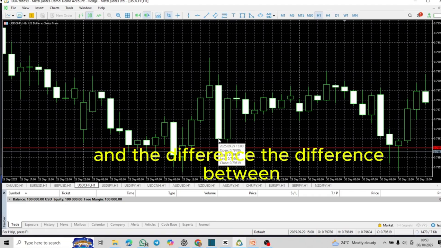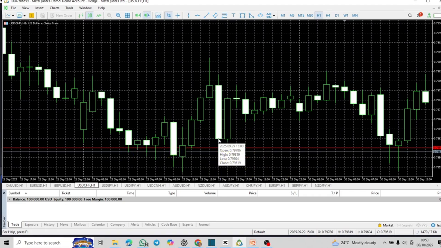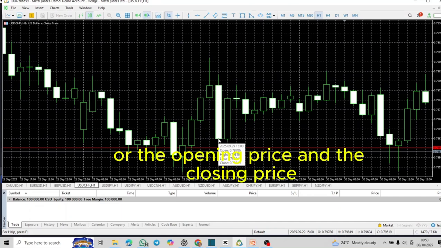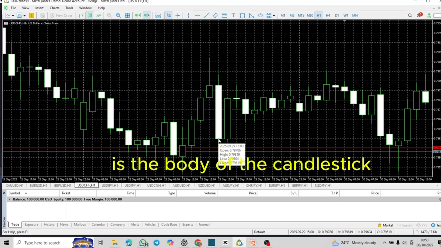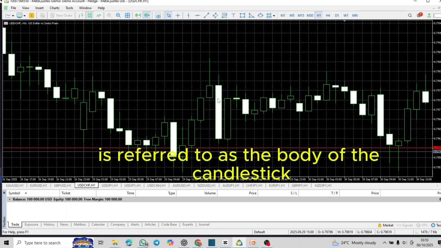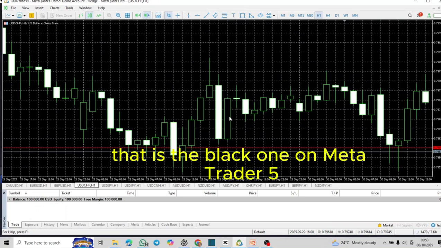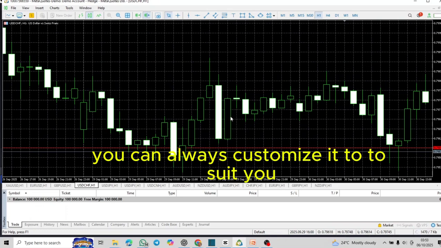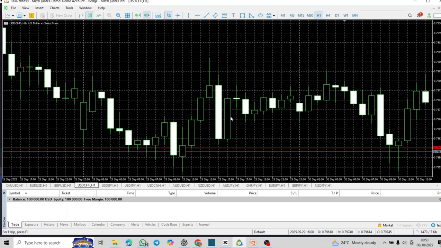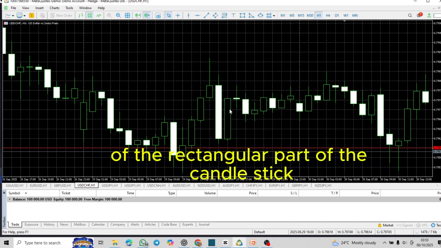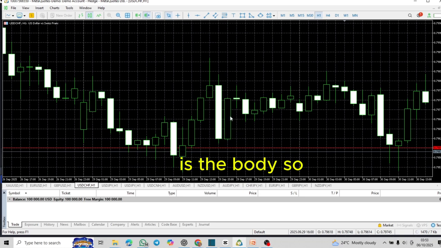The difference between the opening price and the closing price is the body of the candlestick. So this white portion you are seeing is referred to as the body of the candlestick. For the bullish candlestick, that is the black one on MetaTrader 5, you can always customize it to suit you. For the black one, the black rectangular part of the candlestick is the body.